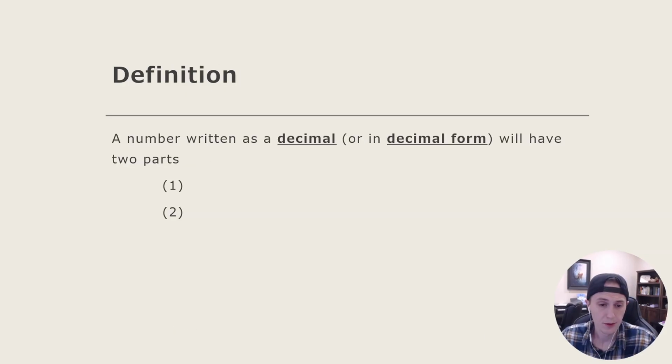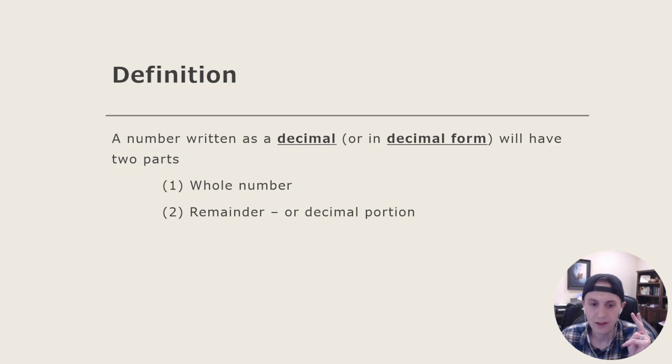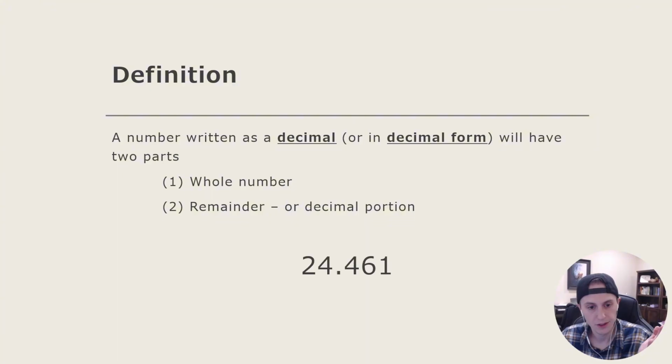First, a number written as a decimal, or in decimal form, will have two parts. Number one, it will have a whole number part, and part two, it will have a remainder, or the decimal part. For example, 24.461: there you see 24 is the whole number part, and 0.461 is the remainder or decimal part.